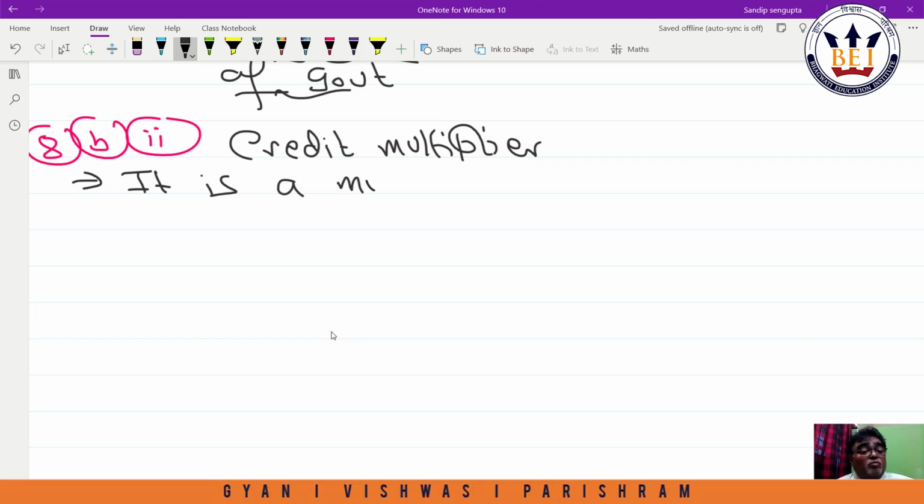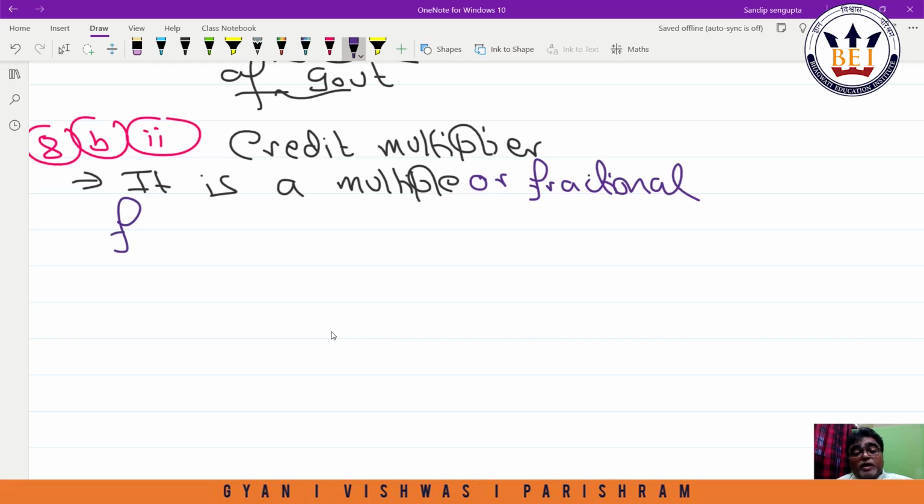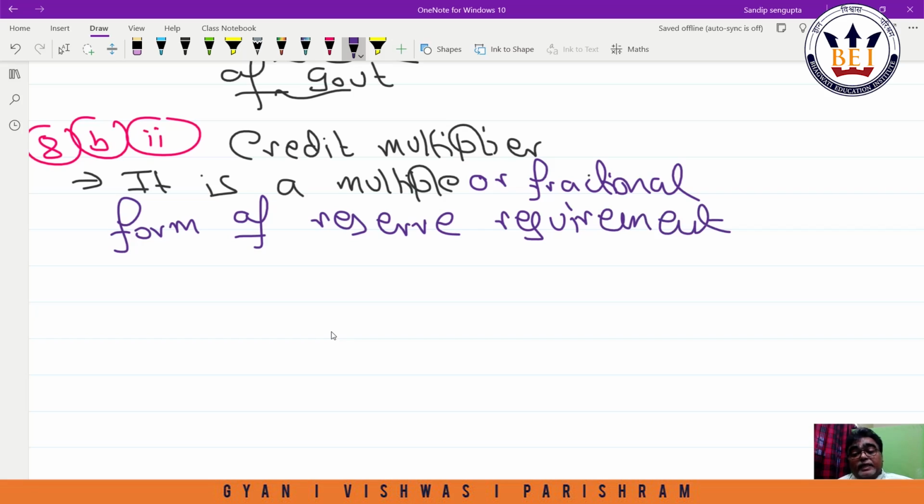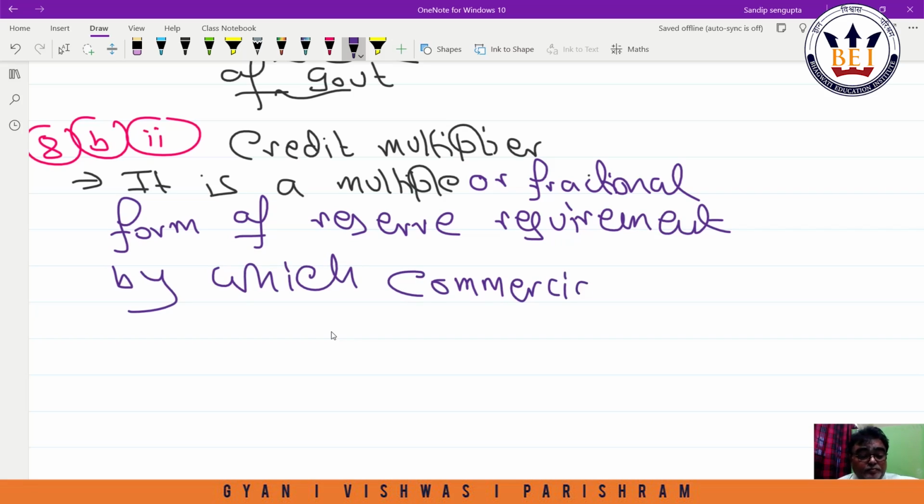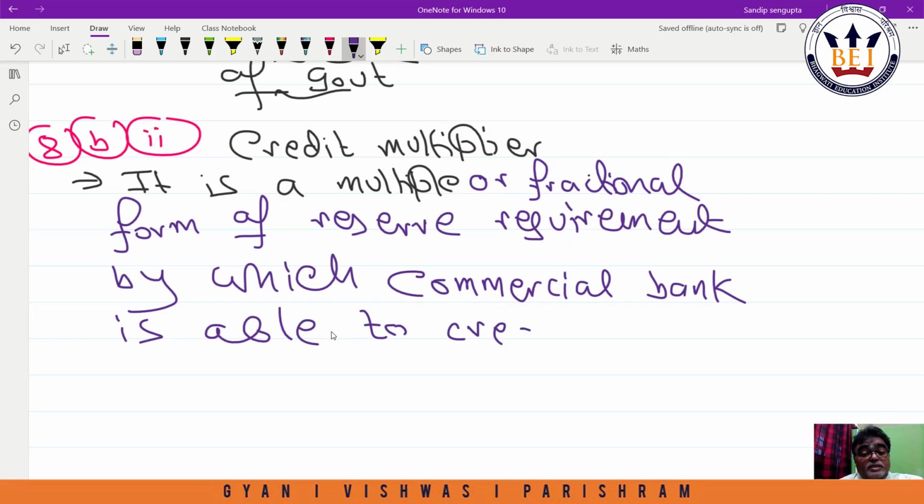It is a multiple or fraction, or more specifically, it is a multiple or fractional form of reserve requirement by which commercial banks are able to create credit or money supply.